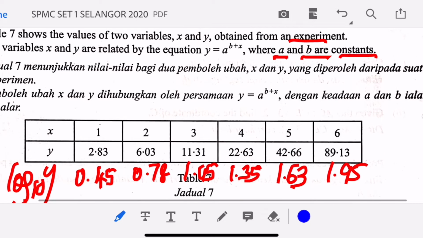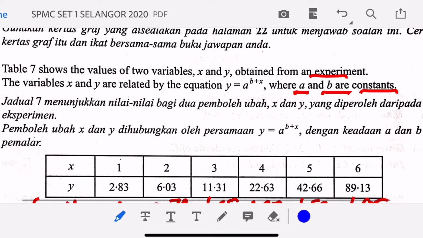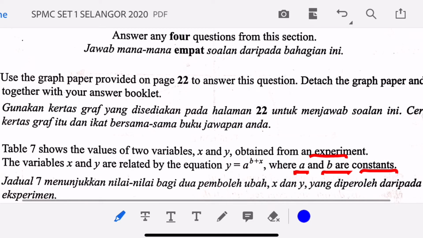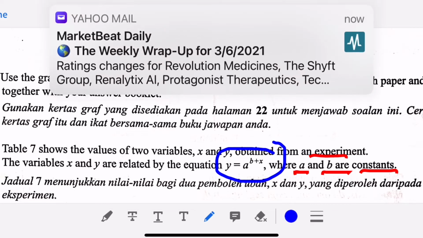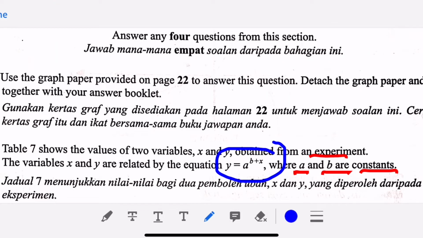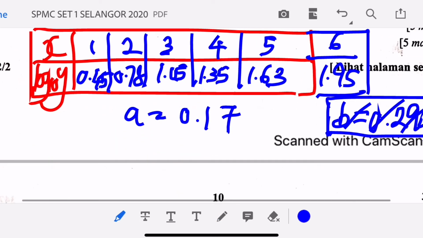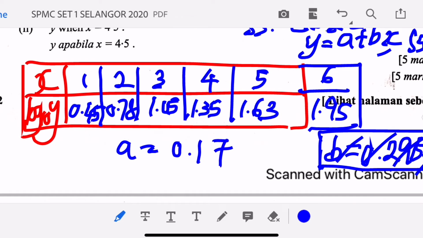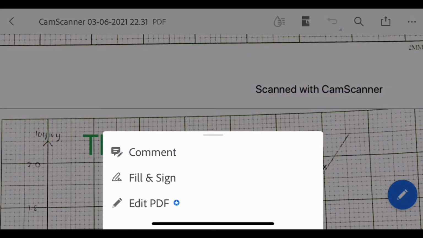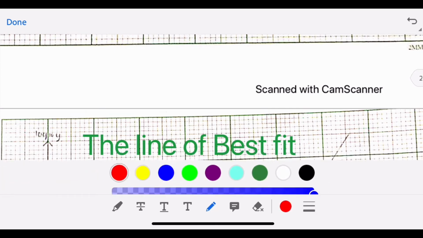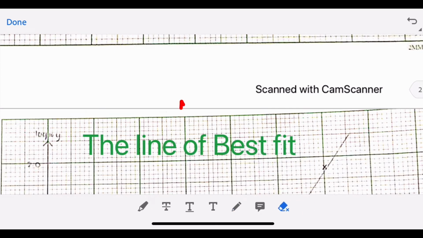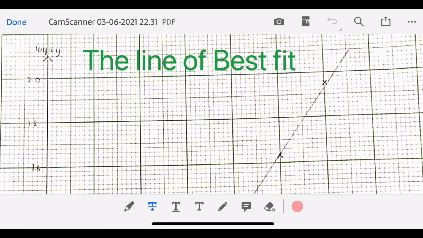Okay, so I'm going to discuss how to find the constants, because many of you tend to forget. So the non-linear equation is y equal to a b plus x, right? I'm going to share with you later how to solve for the constants. So let's see the graph first. This is the graph drawn by you. We are going to use the graph to solve for the constants. So now this is the line of best fit.